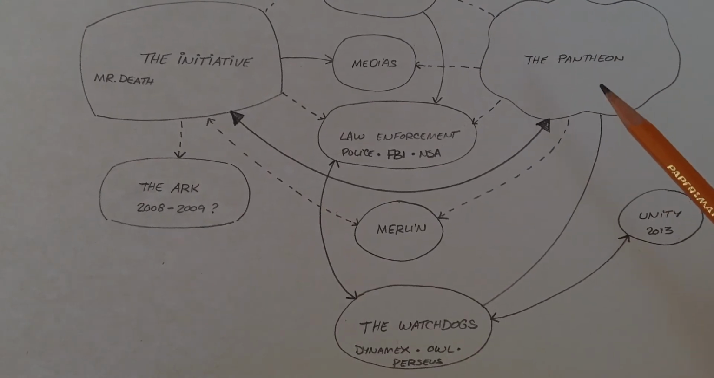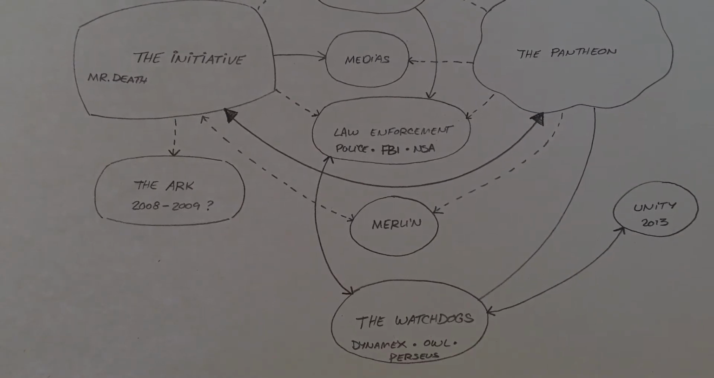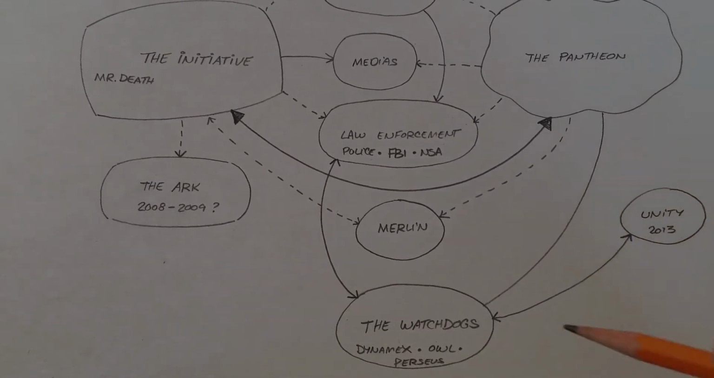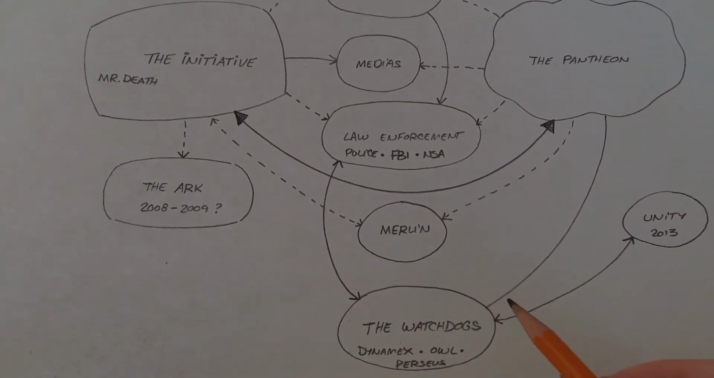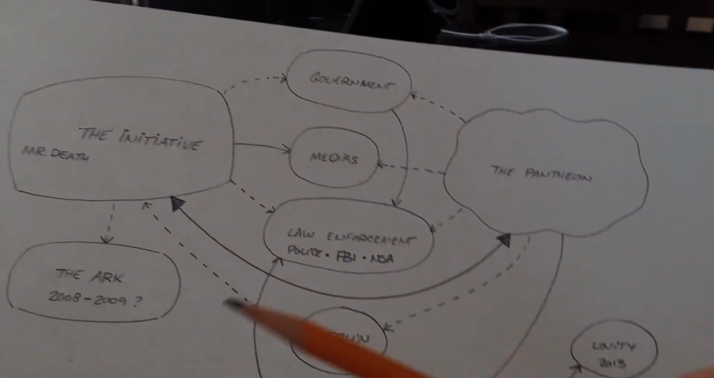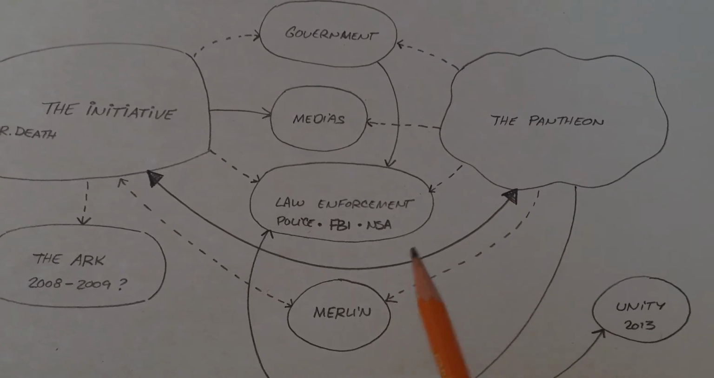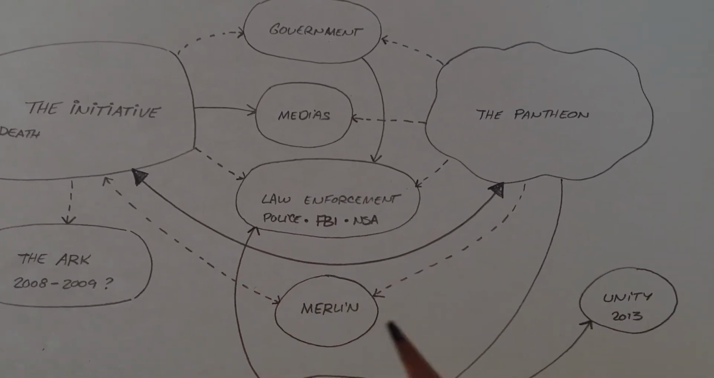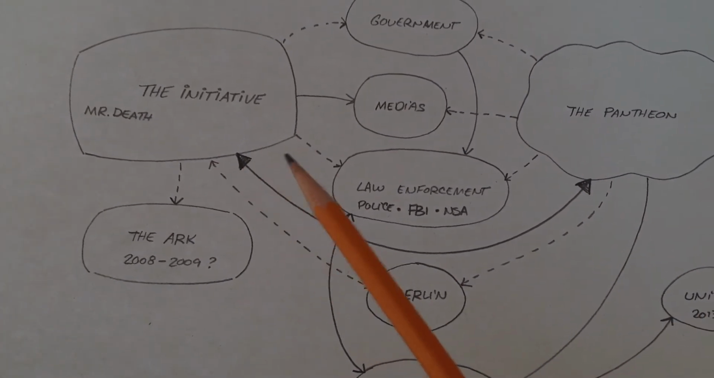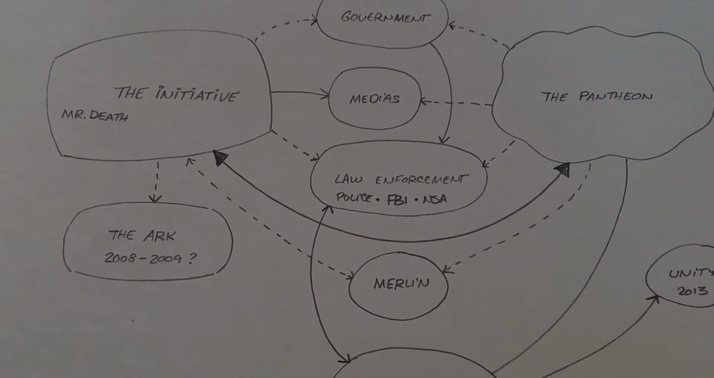Maybe later on the Pantheon will start to give them missions to pay back what they asked for help. So maybe the Pantheon will become their patron and their boss, and I will have to add a little arrow there. The biggest enemy of the Pantheon is the Initiative and the infamous Mr. Death. So there is a big line here, and I kind of feel like a school teacher doing that. But there is a big line of conflict, as you can see, between those two organizations. It's really the war between them. It's a secret war, so it's not in the open.